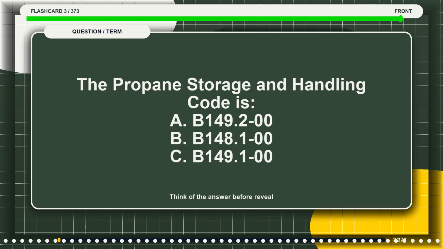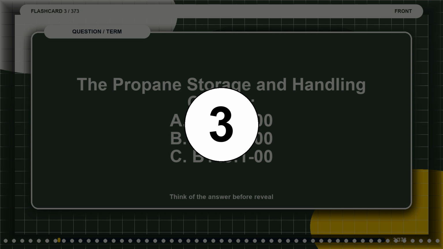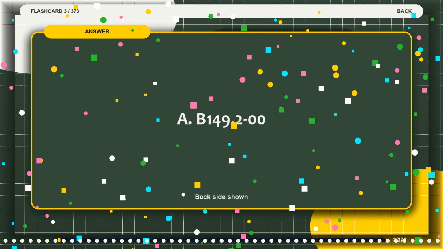Flashcard 3. The propane storage and handling code is A. B149.2-V. B. B148.1-V. C. B149.1-V. Think of the answer before the reveal. The answer is A. B149.2-V.